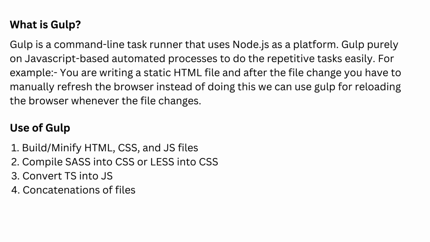Gulp relies purely on JavaScript based automated processes to do repetitive tasks easily. For example, you are creating a static website where you are changing your HTML and you have to manually refresh your browser again and again. To get rid of this, you can use gulp and define a task where you write, if my HTML file gets changed, the browser should automatically reload. This kind of task you can do through gulp.